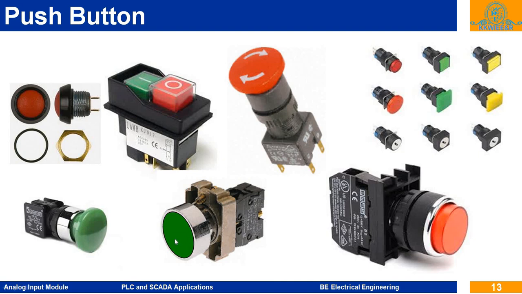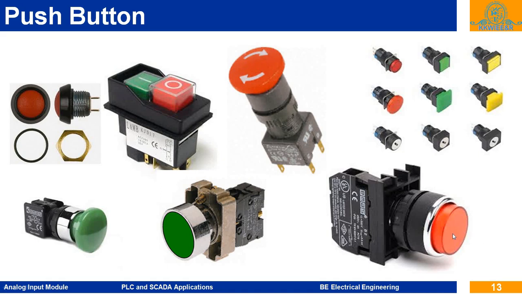So this is a flush type, this is a mushroom type momentarily operated, and this is a mushroom type lock push button. When you press this button, it gets locked, so it cannot return by using the spring force. To bring it to the normal position, you have to move this red portion in the direction of the arrow.